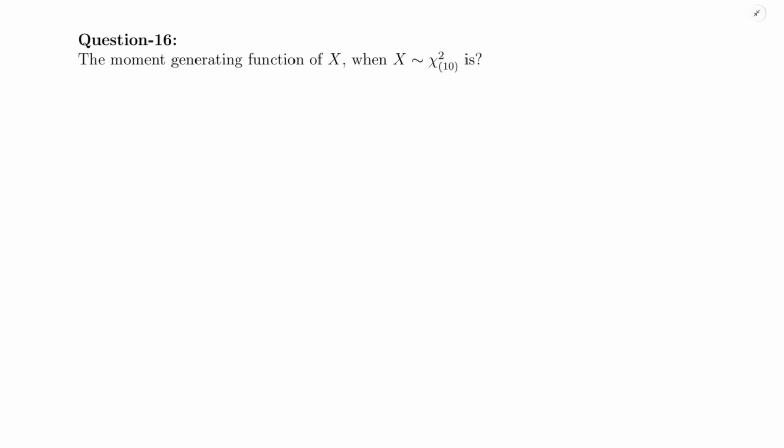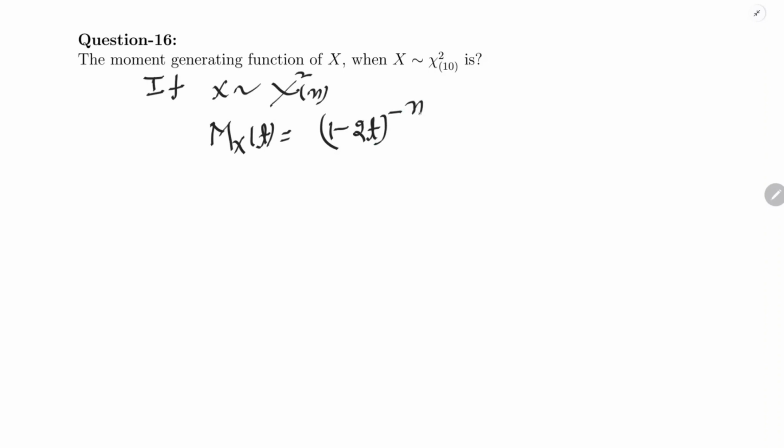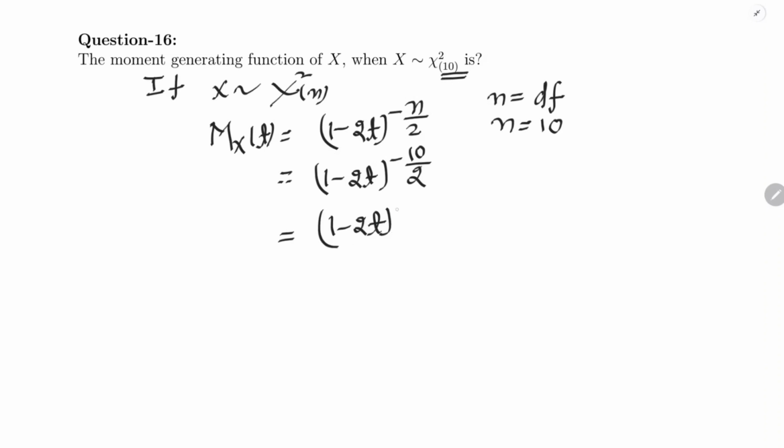Question 16 is asking for the moment generating function of x when x follows chi-square with 10 degrees of freedom. If x follows chi-square with n degrees of freedom, then the moment generating function of x is (1 minus 2t) to the power minus n by 2. What is n? N is the degrees of freedom. Whatever is in the bracket is known as the degrees of freedom. The value of n is nothing but 10. So we can put the value of n in this moment generating function. We get minus 10 by 2. So the final value will be (1 minus 2t) to the power minus 5.